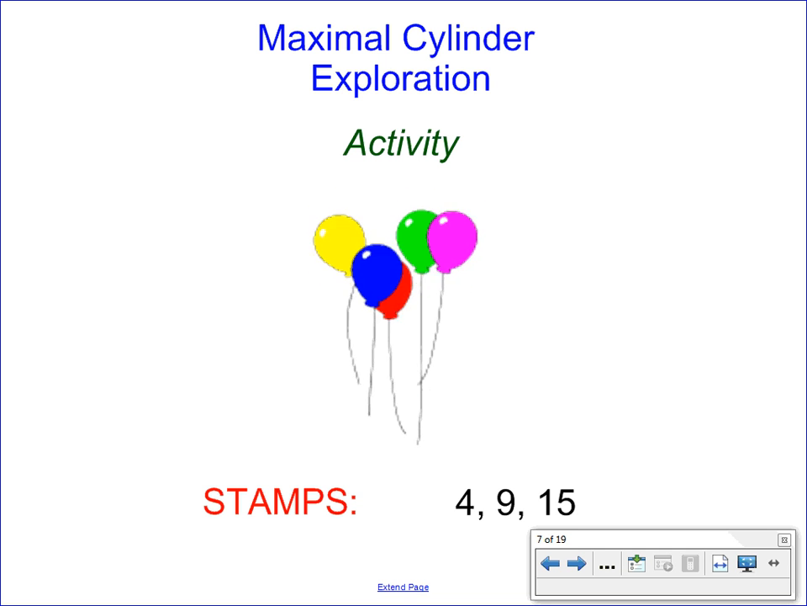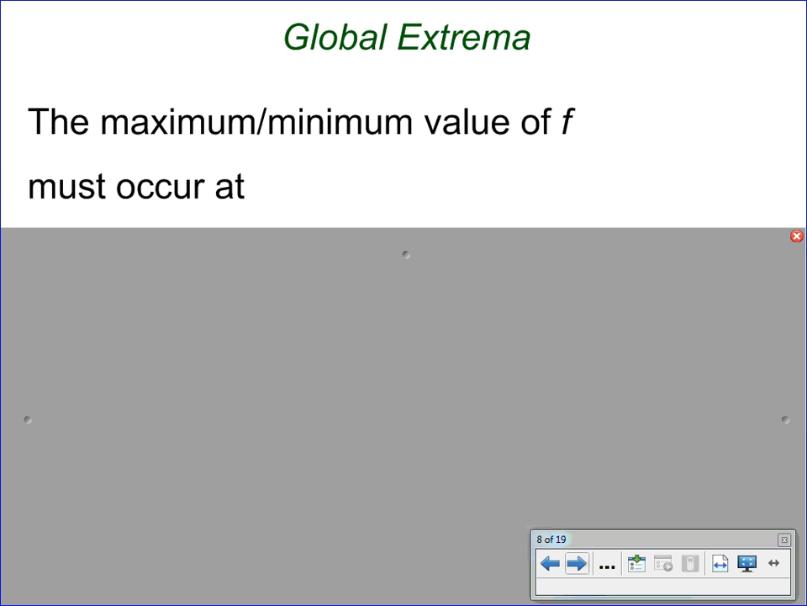Okay, ladies and gentlemen, let's go ahead and take a look at the findings from our maximal cylinder exploration. Firstly, when looking for an optimal solution, typically we're talking about a global extreme as opposed to just a local extreme. We want to know the best possible configuration, right? So it could occur in a couple different places.